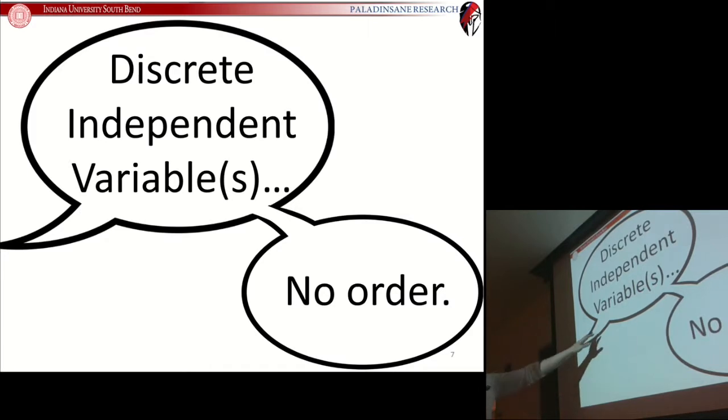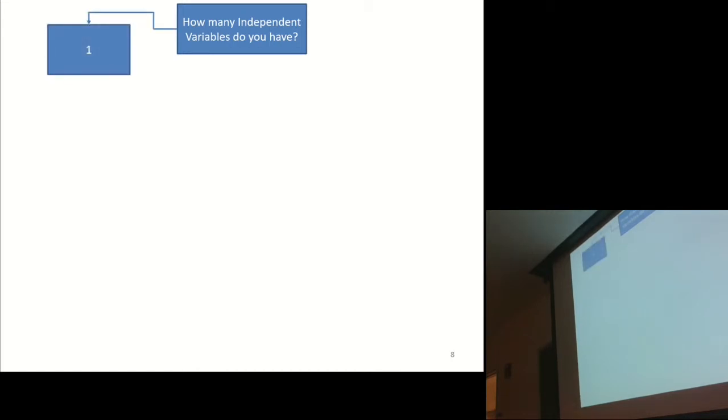So if you have discrete independent variables that do not have any order to them, what you want to do is access this decision tree and figure out what it is that you're going to do. So the first thing that you want to ask yourself is, how many independent variables do you have? And it really only matters if you have one independent variable or if you have more than one. So the decision is first, how many independent variables do you have? Do you only have one cause that you're looking at? Or do you have multiple causes, multiple independent variables?